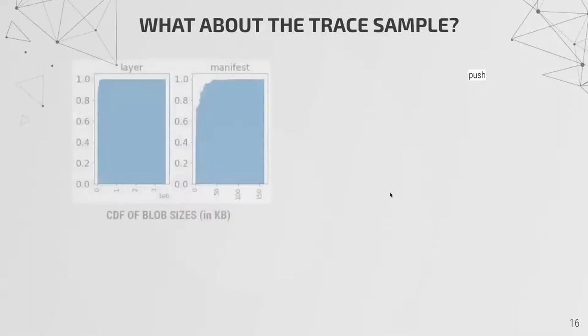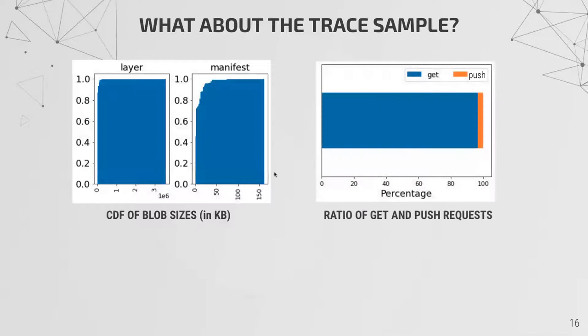So let's quickly look at the characteristics of the container registry workload. You can see, as you already know, that the container registry workload has a very large variability in file sizes between different file types. And we can also see that the ratio of GET to PUT requests is heavily skewed towards GET requests. So these are some important characteristics of the container registry workloads.